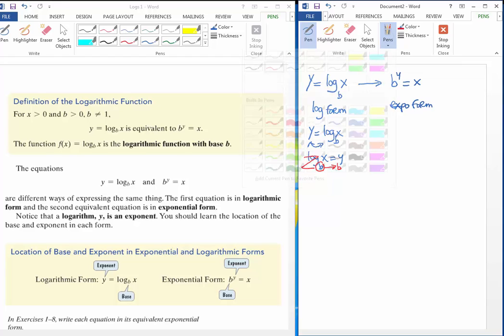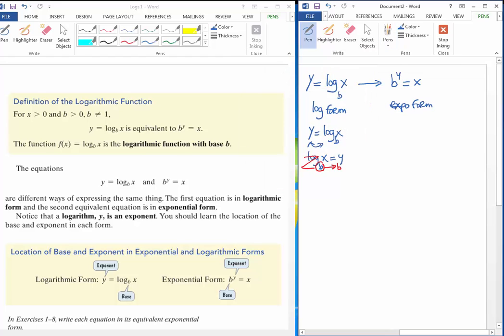log? What do I have? I will have over here all of this gone, so I'll just get that x is equal to, notice, b raised to the power y, which is exactly what this form is if I were to swap both sides. So the easiest way, I believe, to go from log form to exponential form is to zap the log. What do we call zap the log?